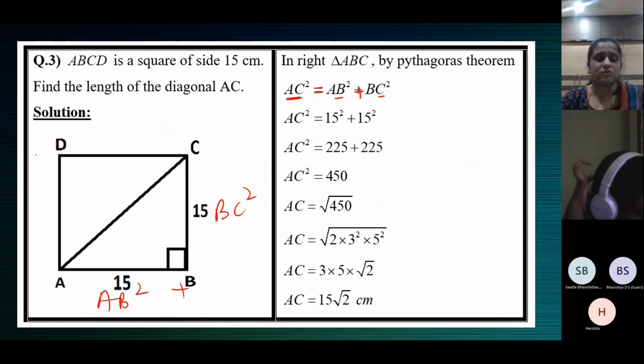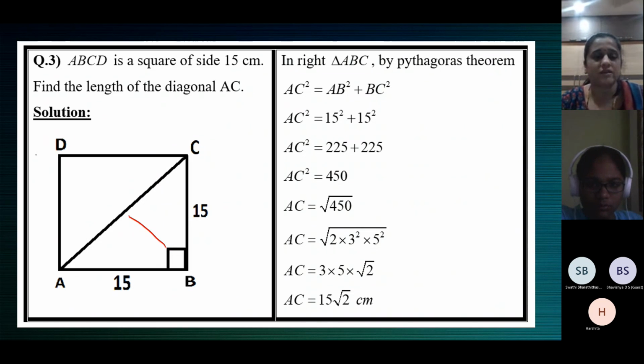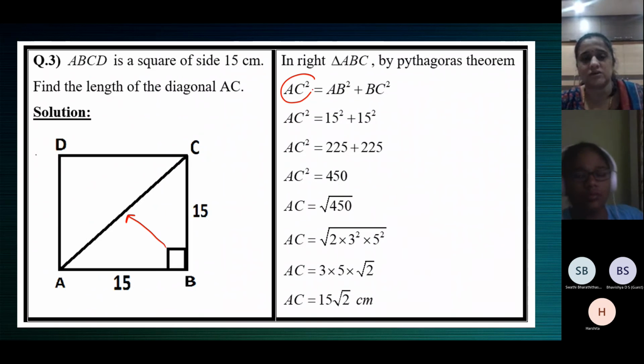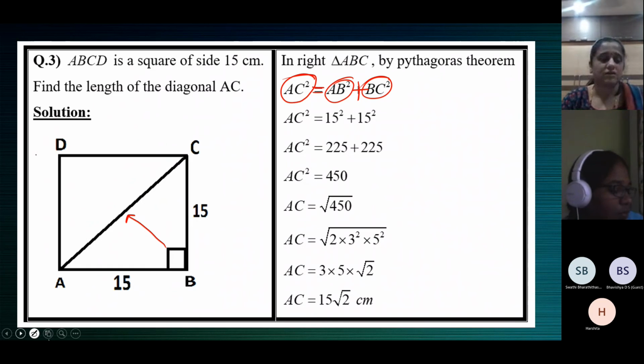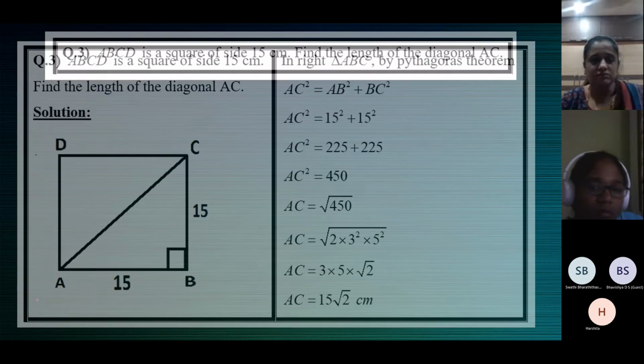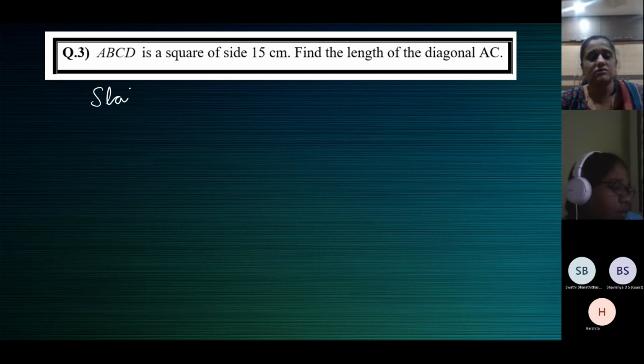That is the statement of Pythagoras theorem. Pythagoras theorem states that in a right angled triangle, the square of the hypotenuse is equal to the sum of the squares of the other two sides. Maybe you can just write down Pythagoras theorem. State Pythagoras theorem.